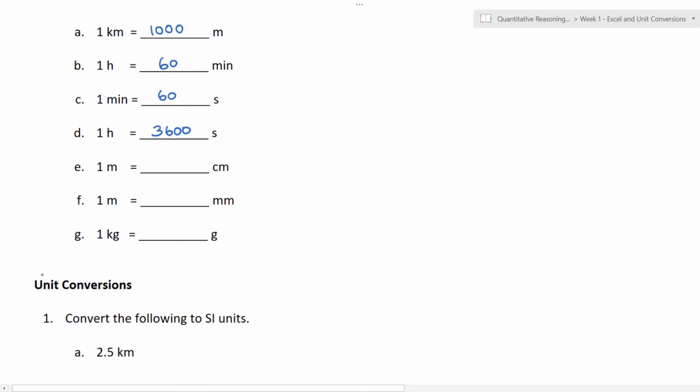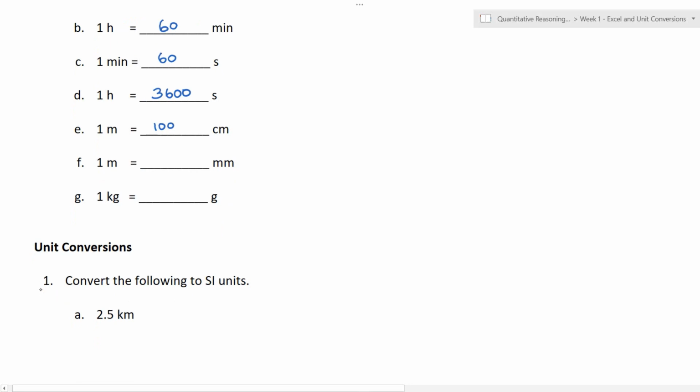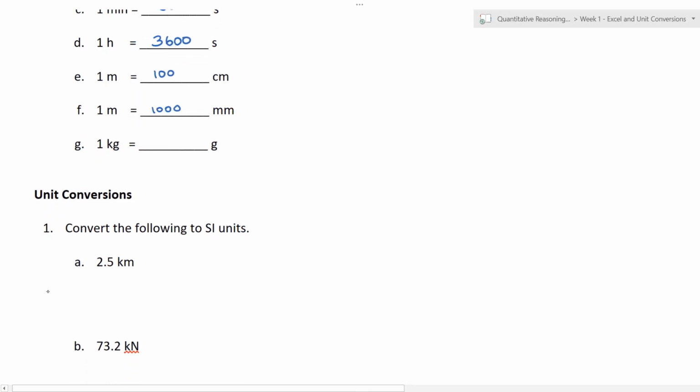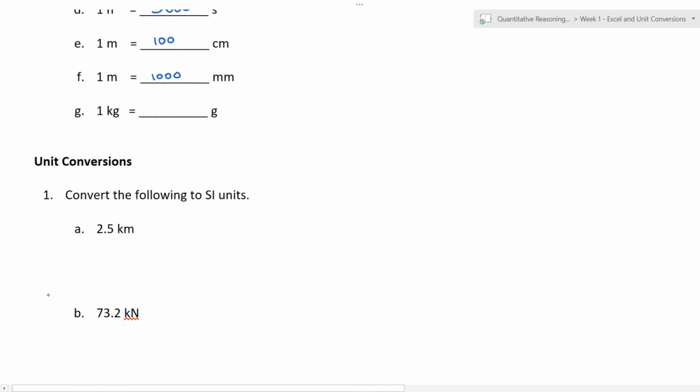1 meter is how many centimeters? Centi means 100th of. So 100 centimeters are in 1 meter. Millimeter, so milli means 1,000th. So 1,000 millimeters are in 1 meter. All right, and now we have 1 kilogram is how many grams? Kilo means 1,000. So 1,000 grams is the same as 1 kilogram.